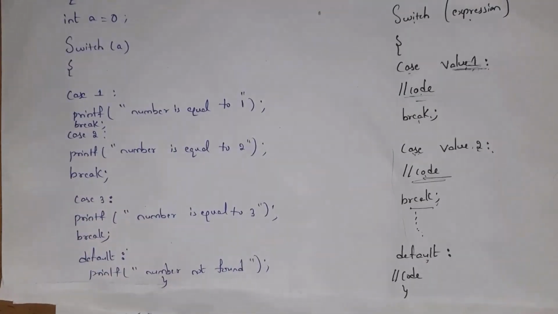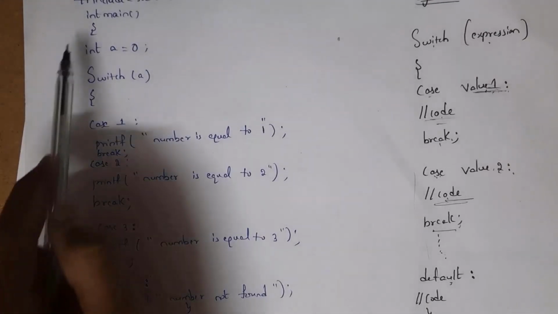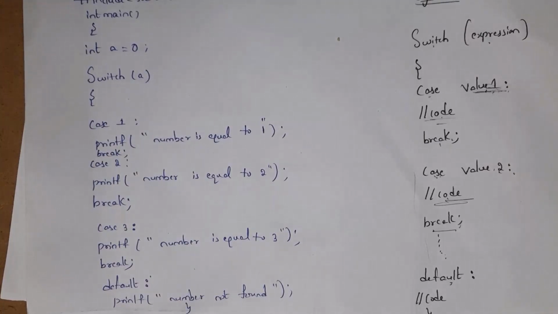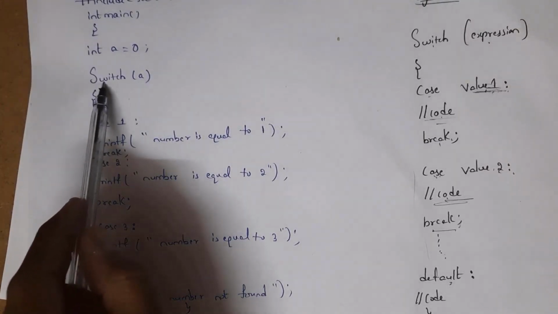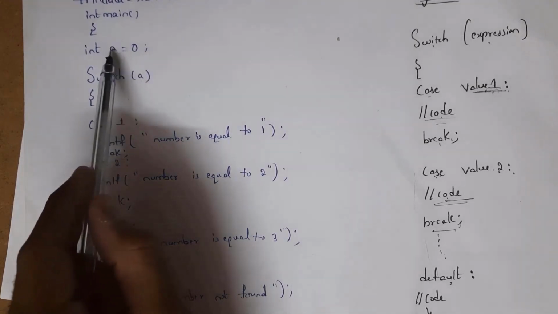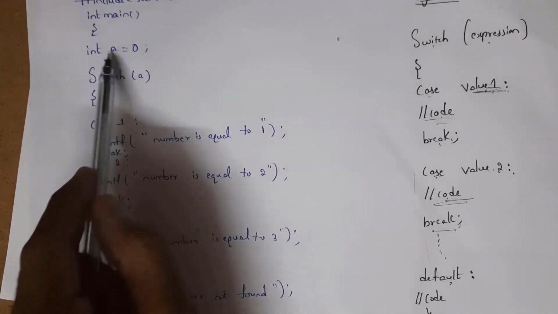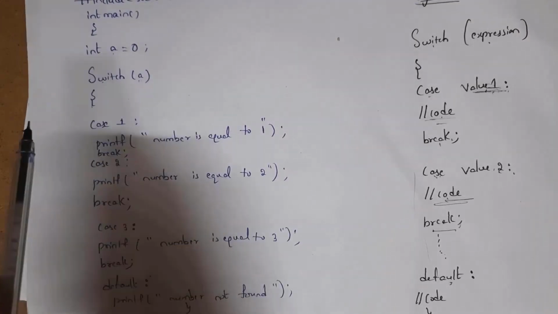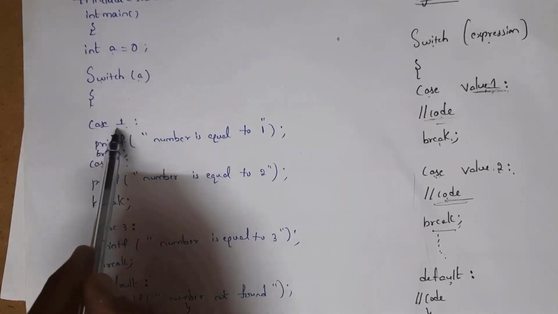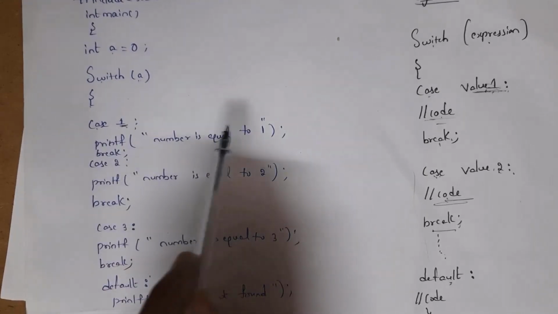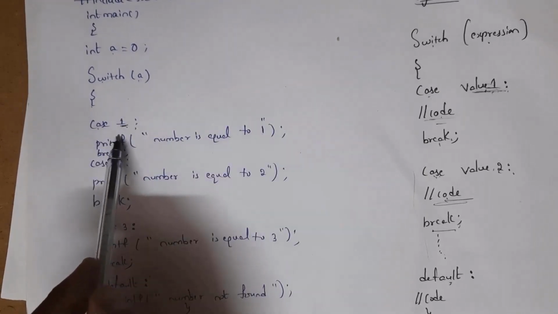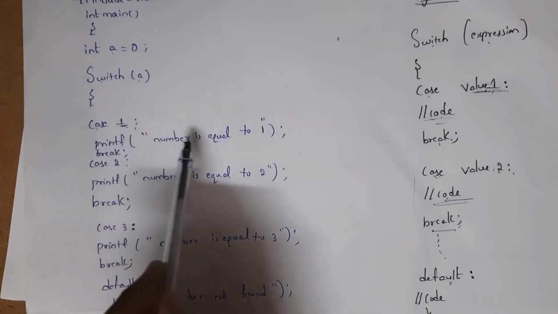Guys, I will give one program so that you can clearly understand what the switch statement is. Here I took int a equal to 0. I gave the value of a as 0, and after that I took switch. Inside the brackets I gave the variable name a. Open bracket. Here I took case 1, which is nothing but a value. I took the value as 1. This is case 1 colon printf number is equal to 1. Inside this case 1 I am writing the statement, number is equal to 1.